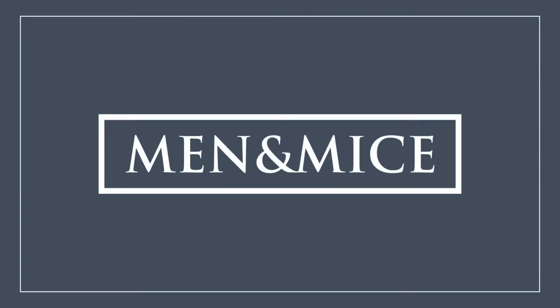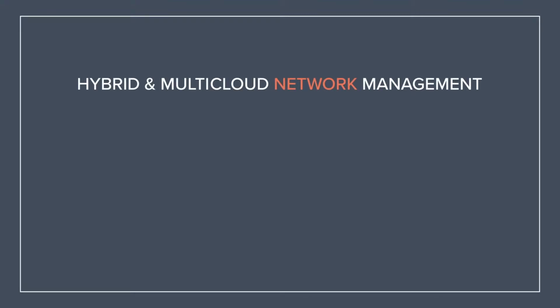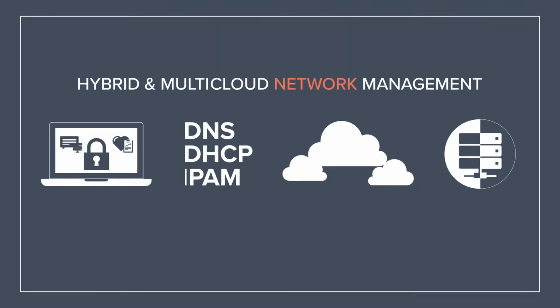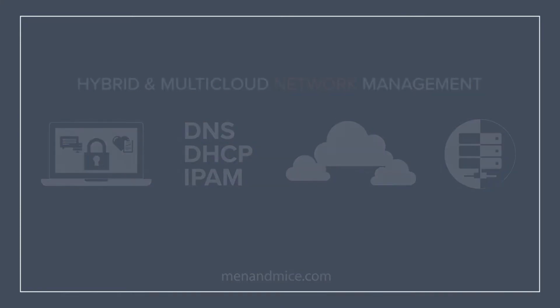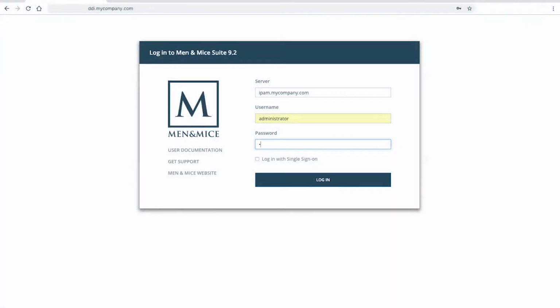Men and Mice introduces version 9.2 of the Men and Mice suite, the network management overlay solution for your hybrid and multi-cloud DNS, DHCP, and IP address infrastructure environments. This video covering version 9.2 will focus on new and advanced features in the Men and Mice suite web application and introduce two brand new modules exclusive to the Men and Mice suite web application: the reporting module and the workflow module. Let's take a moment to see what's new and enhanced in the Men and Mice suite web application.